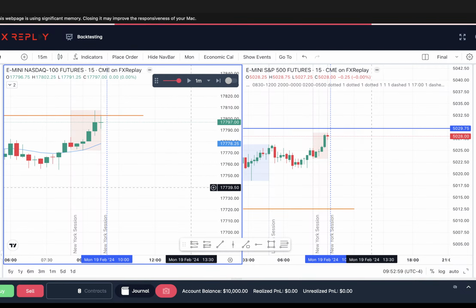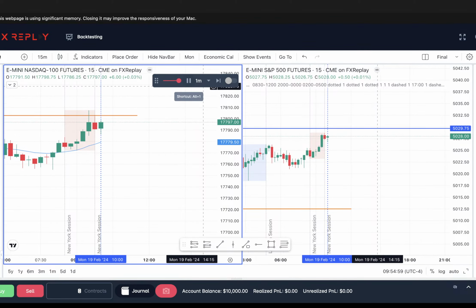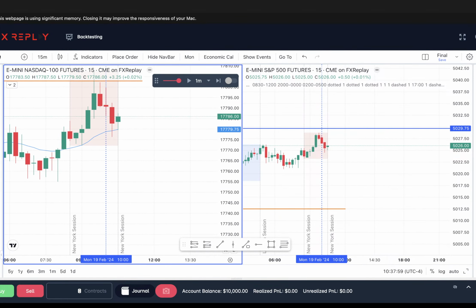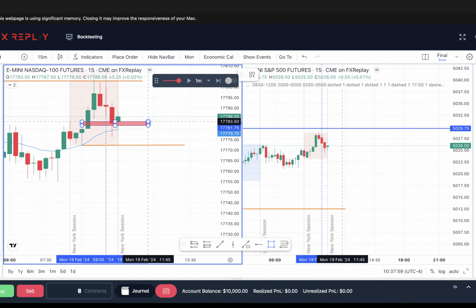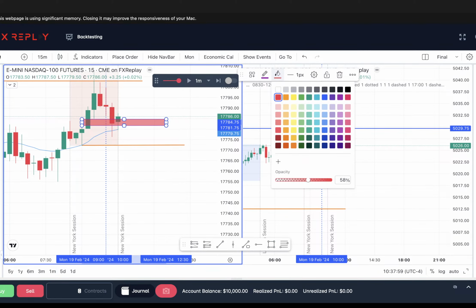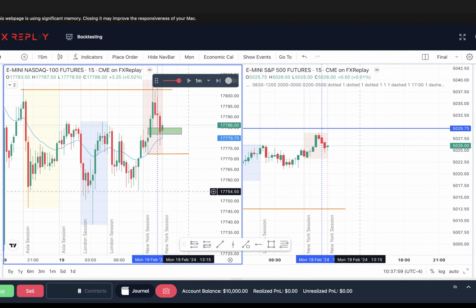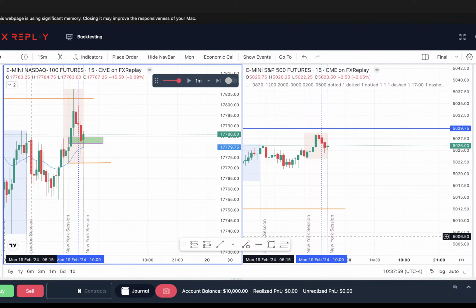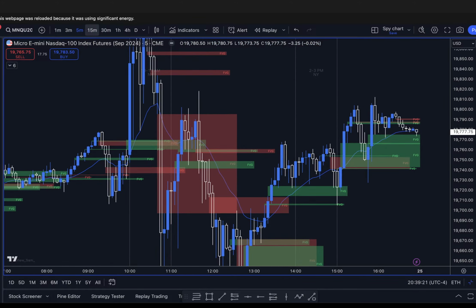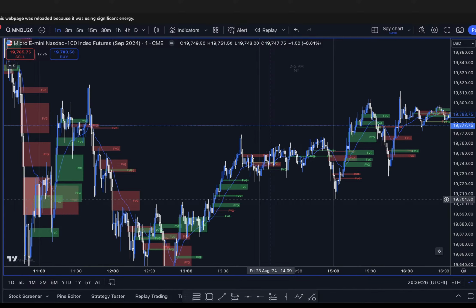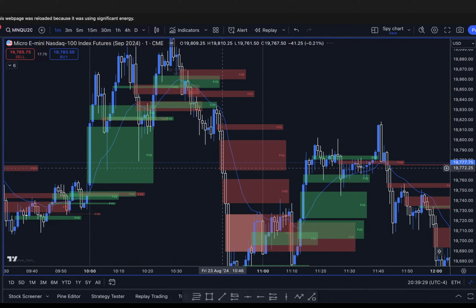What does a market structure shift look like? Okay, I'll show you if we can find one. Let's see if we get one. A market structure shift is just a swing low broken to the downside with a strong displacement candle, or it's an inverted fair value gap for some people, depending on your definition of market structure shift. Basically, let me show you. If we're in an uptrend, we're making higher highs and higher lows. Higher highs, higher lows. You know what I'm saying?